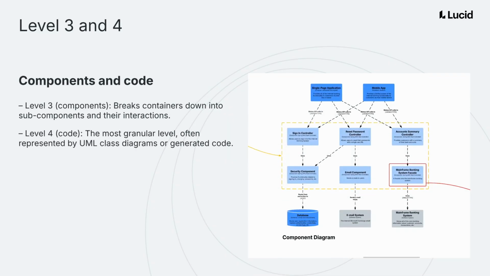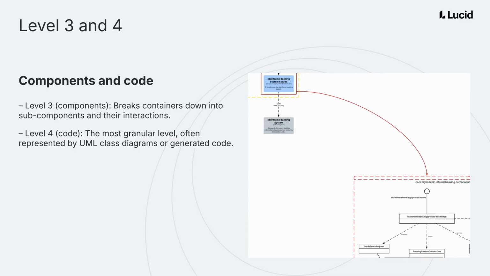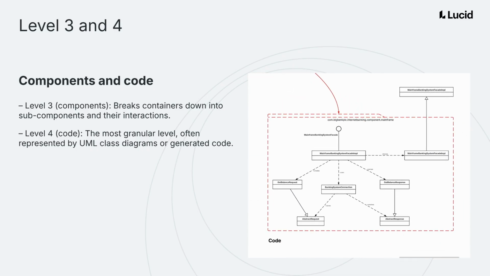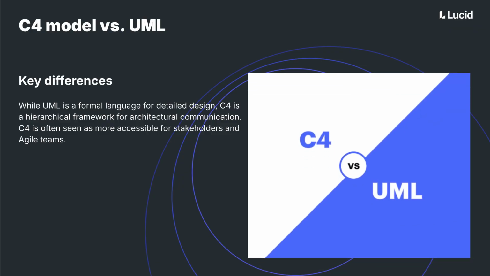Level 3 focuses on components within a container and their responsibilities. Finally, Level 4 is the code level, providing the most granular detail, often through UML class diagrams. You might wonder, C4 model versus UML, what is the difference? While UML provides a formal language, C4 offers a simplified, hierarchical approach that's easier for everyone to understand.